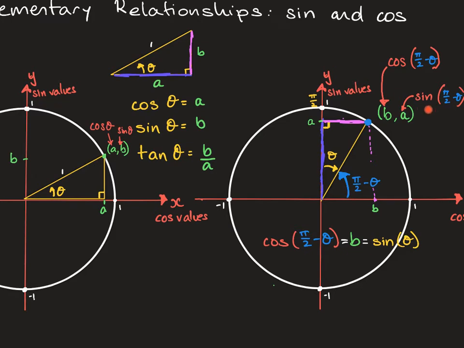We also have the relationship that sine of pi on 2 minus theta is A. And we know that A is cos of theta. So that means that sine of pi on 2 minus theta, which is equal to A, is in fact also equal to cos of theta. So let's pull this all together.